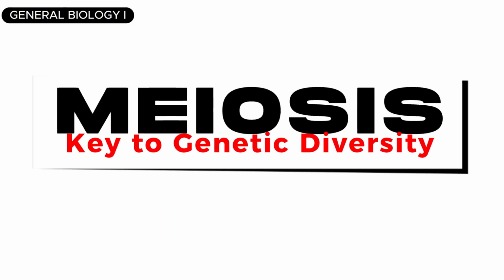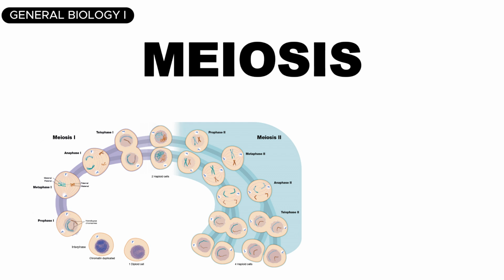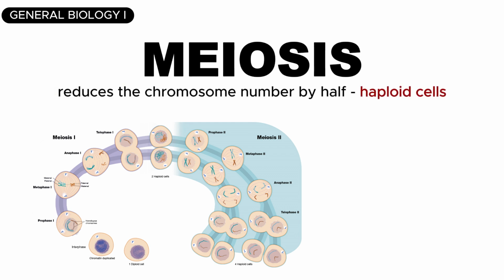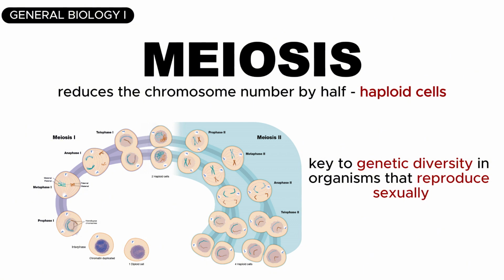Meiosis, a specialized form of cell division that is essential for sexual reproduction. Meiosis reduces the chromosome number by half, creating four genetically diverse haploid cells from one diploid cell. This process is key to genetic diversity in organisms that reproduce sexually.